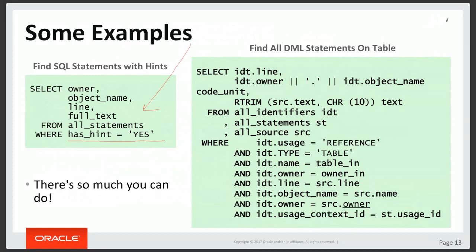Find all the DML statements on a table. So here I'm going to join all identifiers with all statements and all source. I'm going to find references to tables, and I'm going to join across these different views, and I'll use my hierarchy to find the things that own these references and then display them.